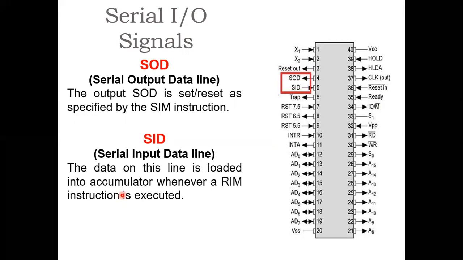So that is the serial output data line and the serial input data line. The serial output data line is set or reset as specified by the SIM instruction, that is the output of SOD. The data on this line is loaded into the accumulator whenever a RIM instruction is executed. SIM and RIM will be shown like that.